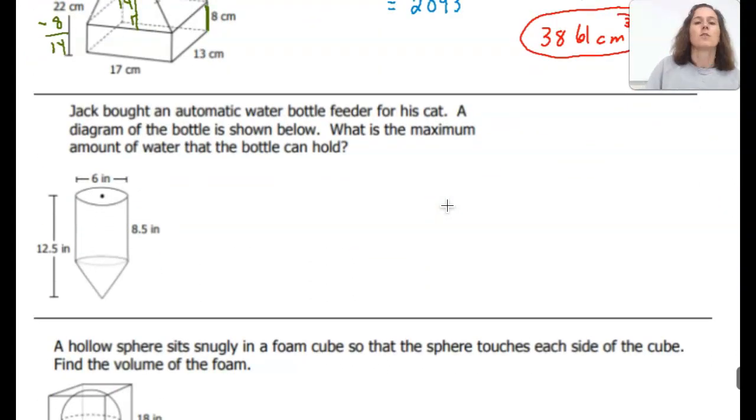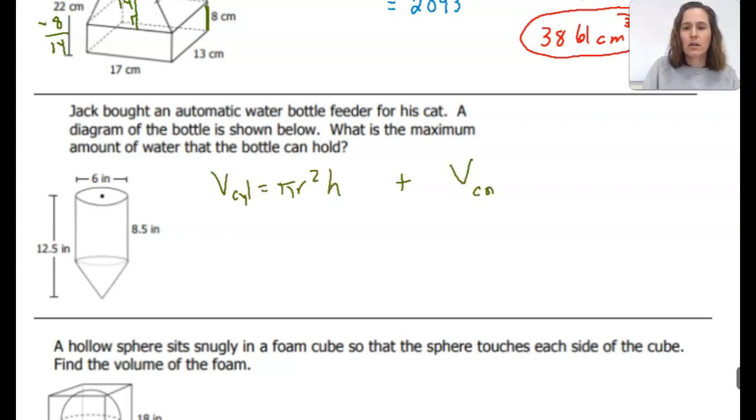Our next example, we have an automatic water bottle feeder. We know that it is in the shape of a cylinder and a cone at the end, and we are going to find the volume of both, and because they're combined, we're going to be adding two volumes together. So the volume of the cylinder is pi r squared h, and the volume of the cone is 1/3 pi r squared h. For the first one, we have pi, and then our radius would be 3 because the diameter is 6, so it'd be 3 squared, and then the height of the cylinder is 8.5. When you put that all in your calculator, you get 76.5 pi.